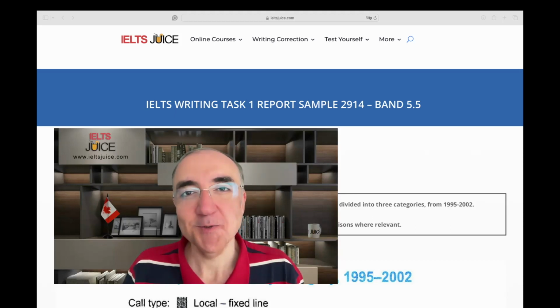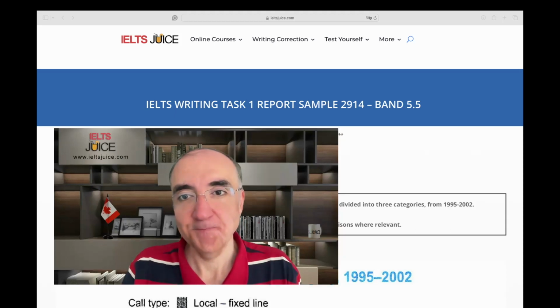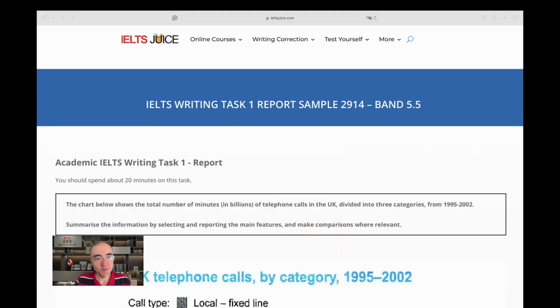Welcome to IELTS Juice. We're going to assess a report this time, and we're going to improve it, of course. The rubric says, the chart below shows the total number of minutes in billions of telephone calls in the UK divided into 3 categories from 1995 to 2002.